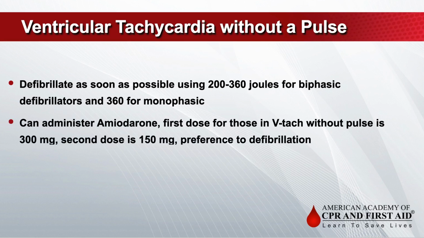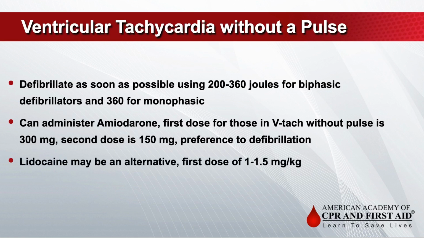The first dose for patients in VTAC without a pulse is 300 milligrams. The second dose is 150 milligrams. Preference should be given to defibrillation prior to drug administration when limited providers are available. When amiodarone is unavailable, lidocaine may be used as an alternative. The first dose of lidocaine is 1 to 1.5 milligrams per kilogram. Perform a pulse check every 2 minutes and shock as necessary.